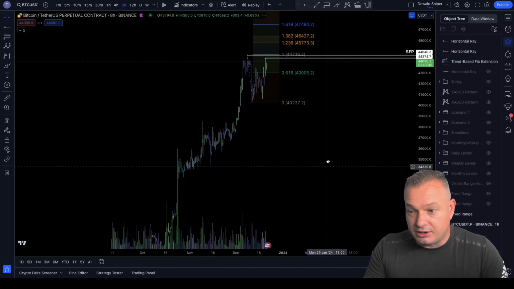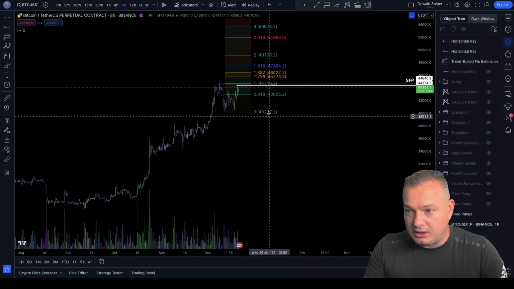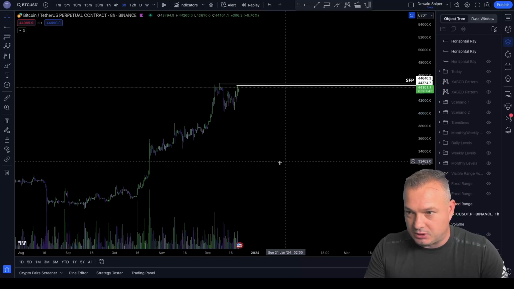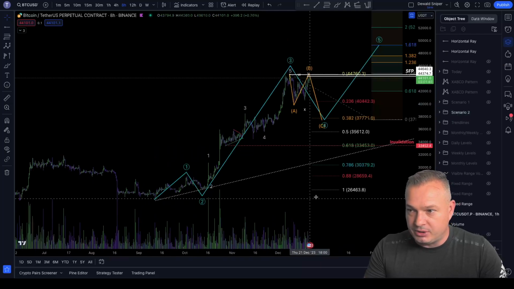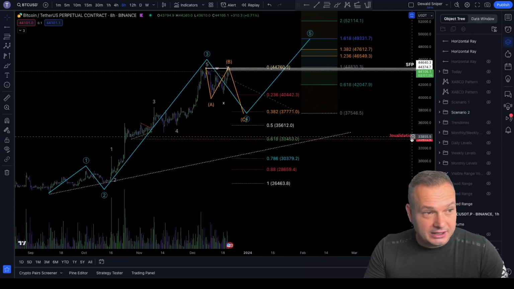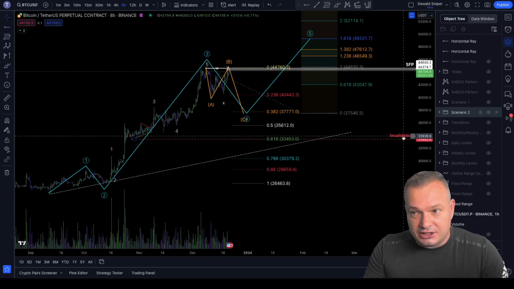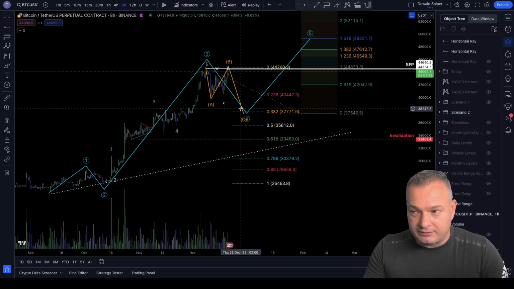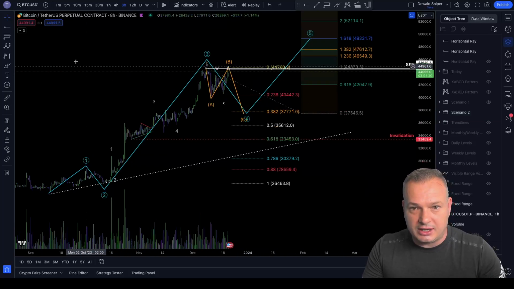And this is a scenario that I'm not throwing out the window as yet. We can take this out as well. If I switch on scenario number 2, you'll see that I have an invalidation over here. This invalidation means that what if, so just a little bit of education.